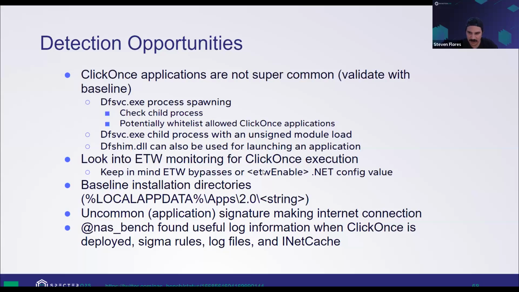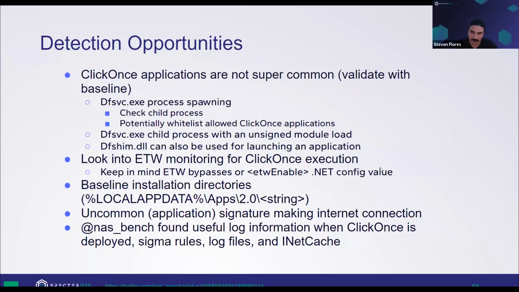Also baseline installation directories. As we mentioned before, local app data is where these are going to be installed by default, so check those and see if there's anything that looks suspicious. Potentially malicious code could be found in there. Also look for uncommon applications or uncommon signatures from applications making internet connections. If we take the first route of taking an existing ClickOnce deployment, backdooring it and deploying it, likely it's going to come from a really uncommon or highly unused application or signer. So looking for these particular applications that probably have never run in your environment, with an uncommon signature, is something else to look for as well.